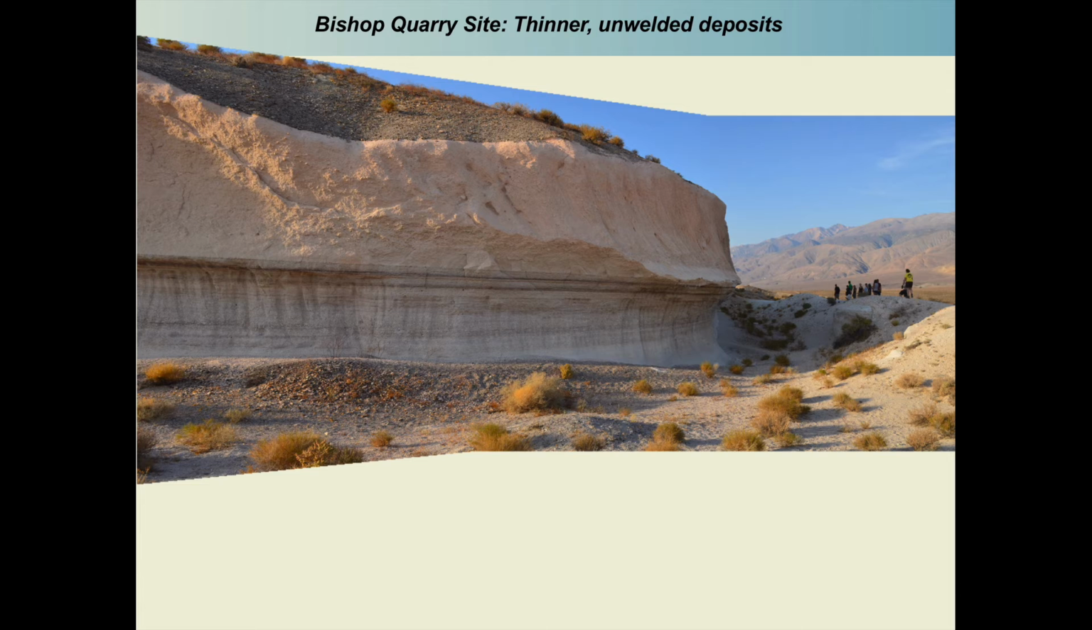Okay, so in the Bishop Quarry site, you have these thinner unwelded deposits shown here. This is a photo I took of a bunch of students from UAF and Northern Arizona University on a field trip during 2011. You can see that you've got layering at the base of the deposit. You have some massive stuff at the top, and then you've got some basically gravel and dirt overlaying that.